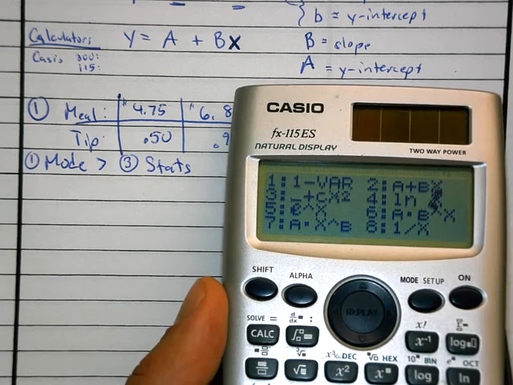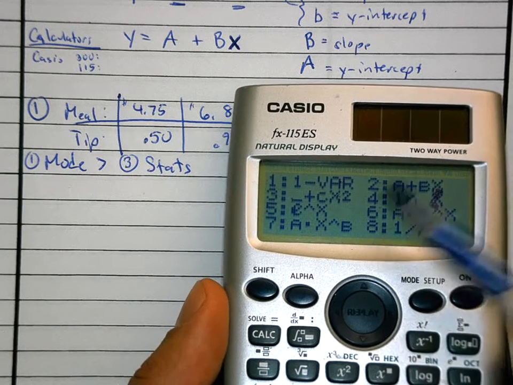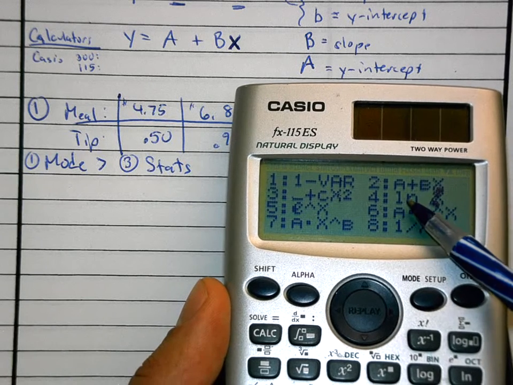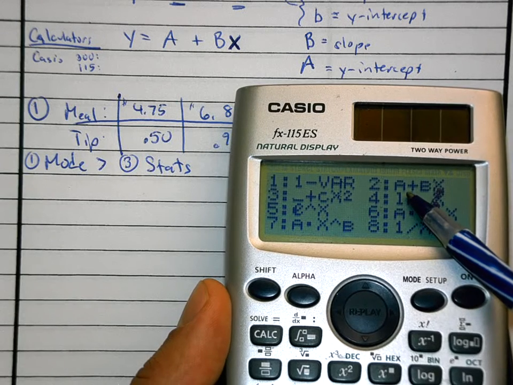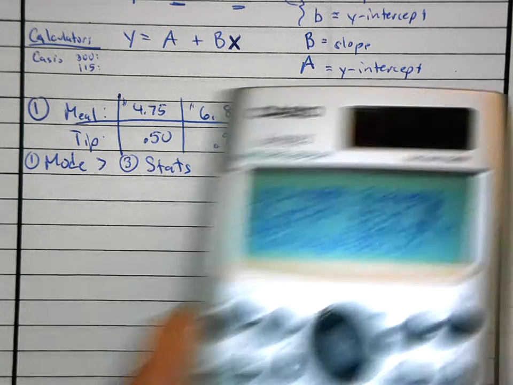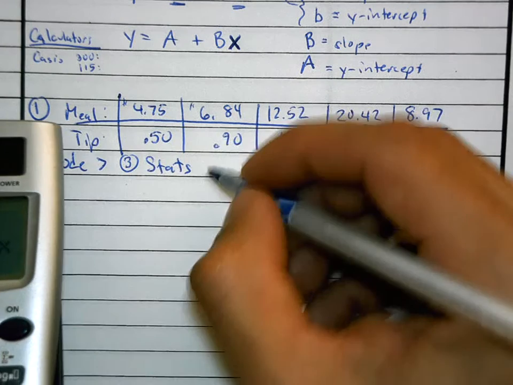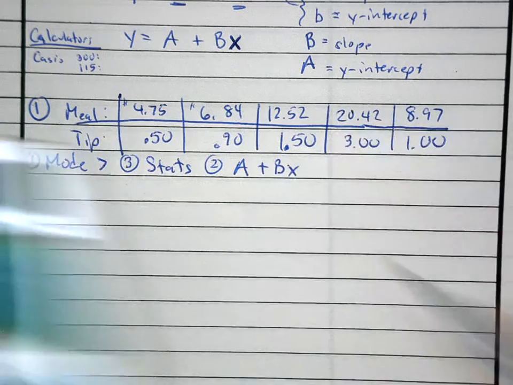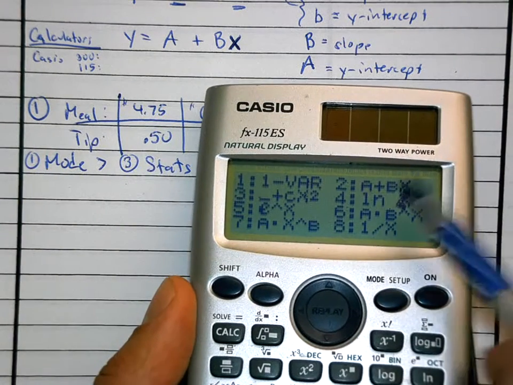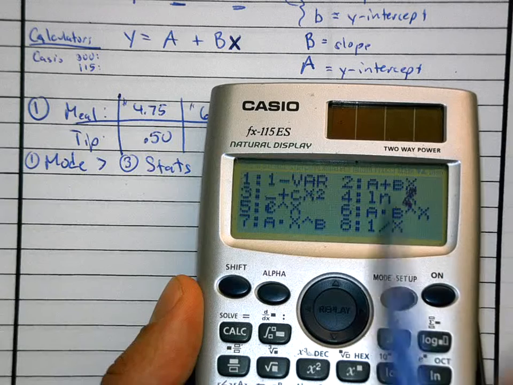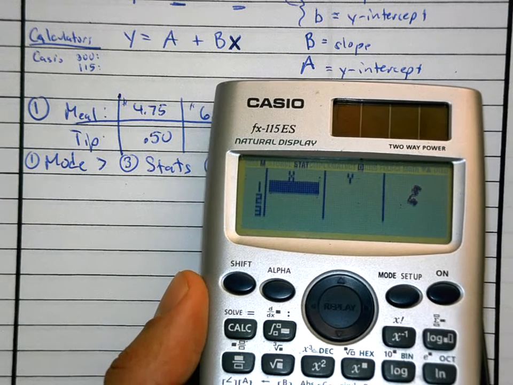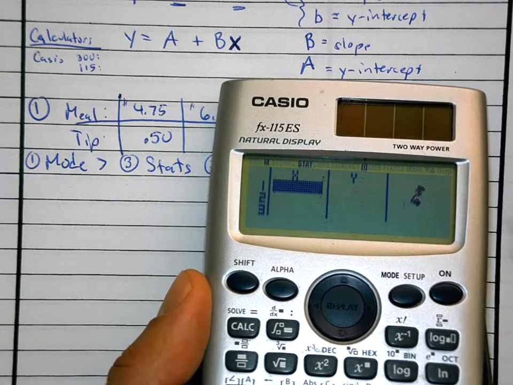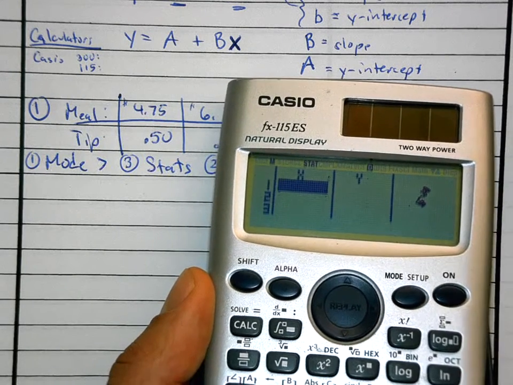Now, what I choose after the stat menu is the one that's set up in the appropriate way. I need to choose the one that has the A plus BX. For me, that's number 2. A plus BX is the one I'm choosing because that's set up in that way. Number 2. And then we have 2 columns. We have an X and a Y column.